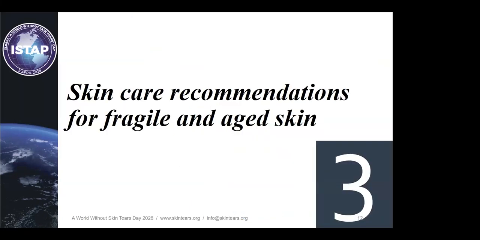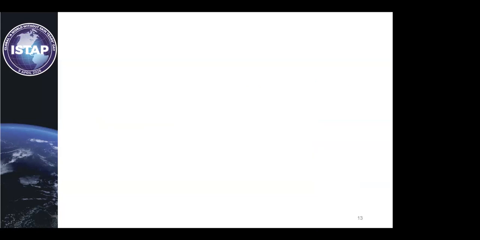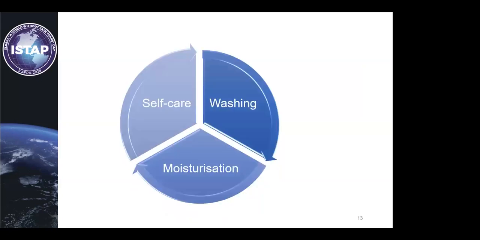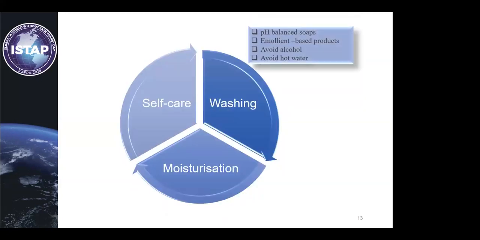With regards to skin care recommendations for fragile and aged skin, the prevention should include maintaining skin integrity through daily skin care. For example, the washing of the skin should entail utilizing pH balanced soaps, the use of emollient-based products, and avoiding those that have alcohol, as well as avoiding the use of hot water.